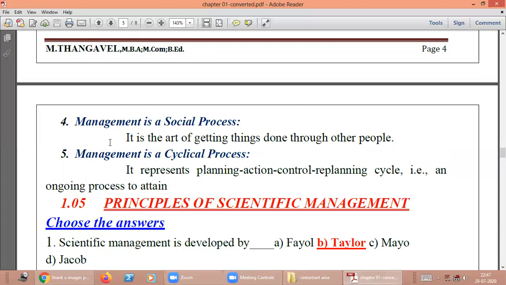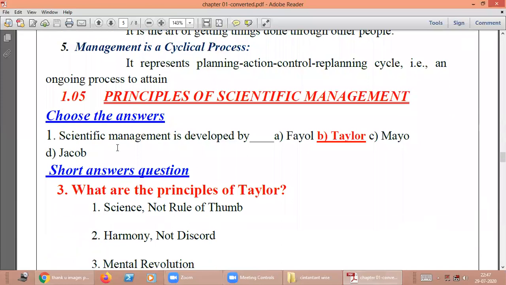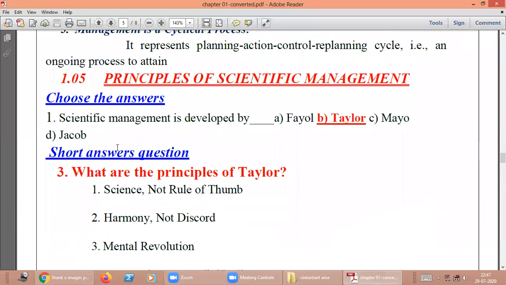Next concept number is 1.05, principles of management. In this topic, we have the question: choose the correct answer. Scientific management was developed by whom? The person is known as Taylor. Taylor is the person who made scientific management. He is the father of scientific management.